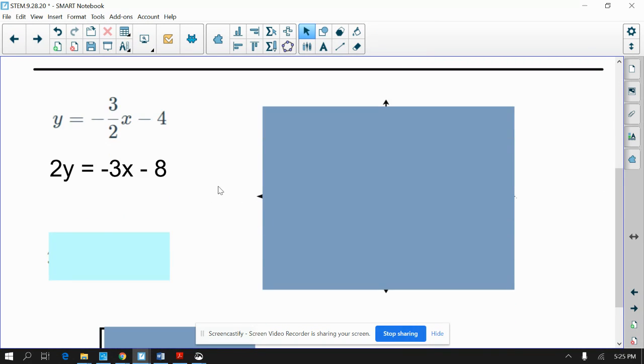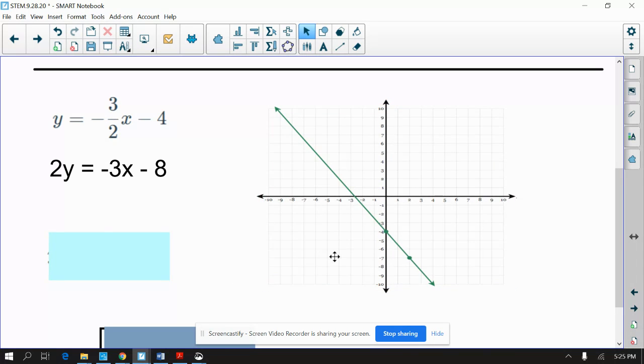And then we have this final system. This is the last example for us today. We have -3/2 x minus 4, which I could graph y-intercept of -4, and I go down 3/2, down 3/2, etc. But then I have to graph this one too.